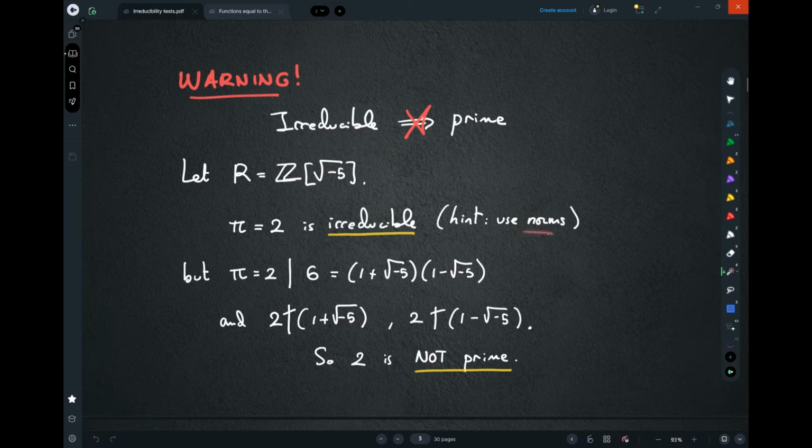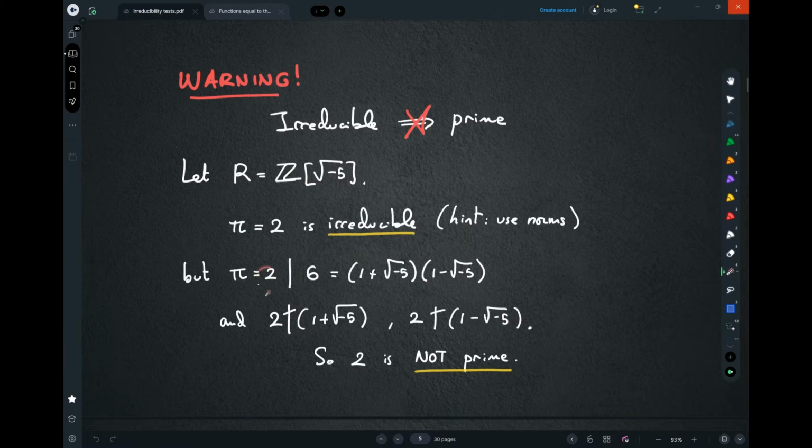Then you can use norms. Use the norm in this quadratic ring to prove that 2 is irreducible. And what happens is that 2 does divide 6, of course. 6 is 2 times 3. But 6 has a different factorization, which is 1 plus the square root of minus 5 times 1 minus the square root of minus 5.